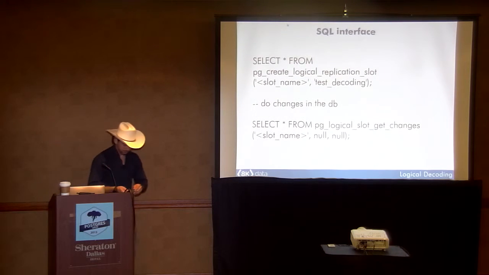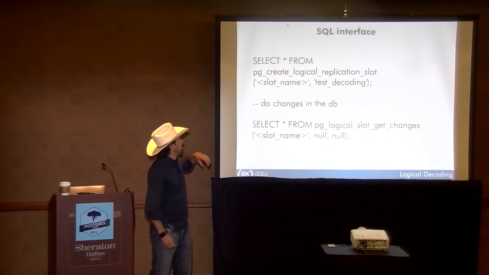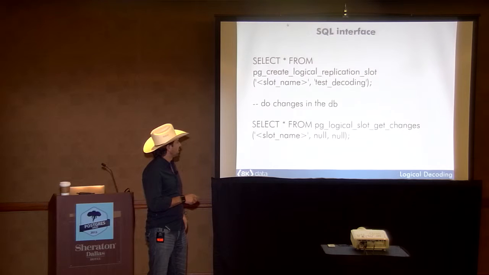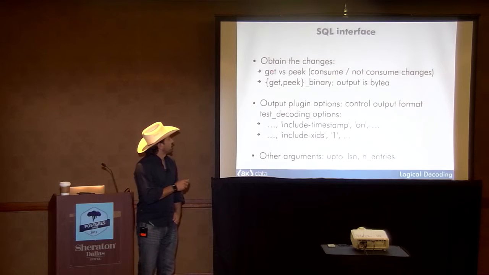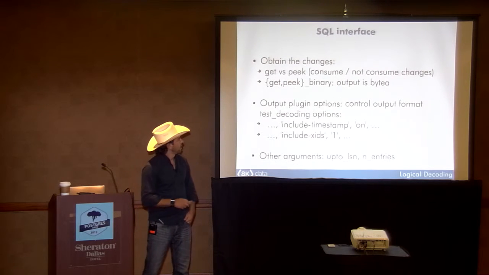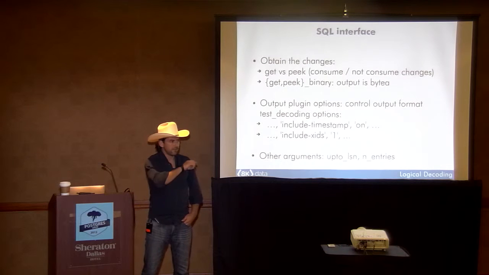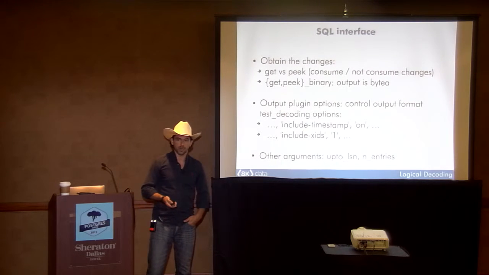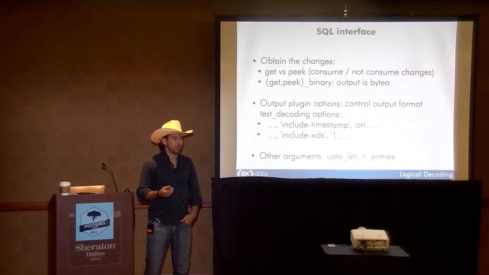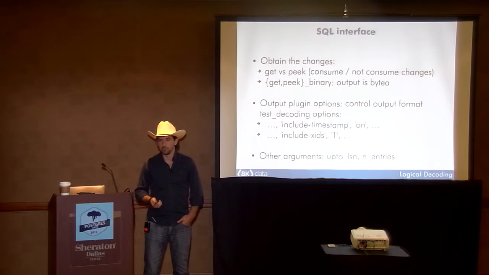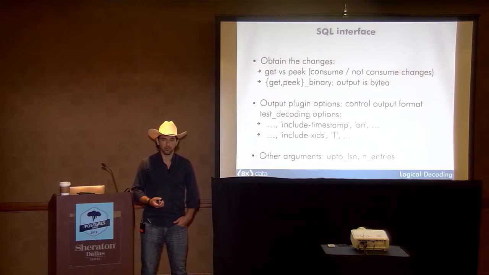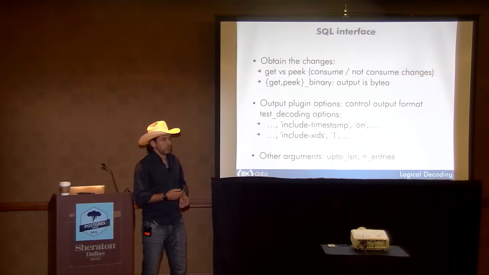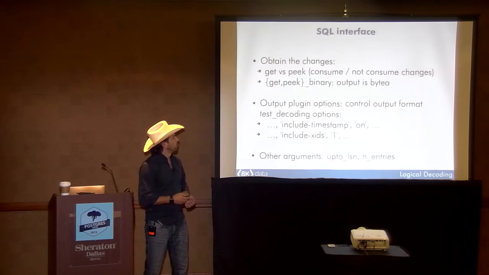OK, so this is the mechanism to create the slot. This is the mechanism to get the changes out of the replication, logical decoding process. As I was saying, there's a get versus peek function. We have seen how it works. There's also the option to add the underscore binary to the function name, in which case we will get the output as binary. This is only useful if you have a plugin which declares its output to be binary format too. Otherwise, you're just going to get a bytea of the text representation, which is not very useful. But if your output plugin is outputting binary, you should probably be consuming this. I'm sorry, I'm going back and forth.